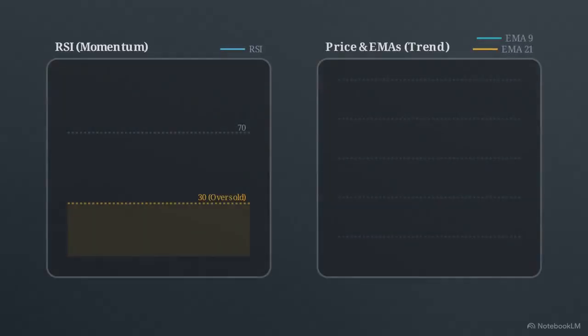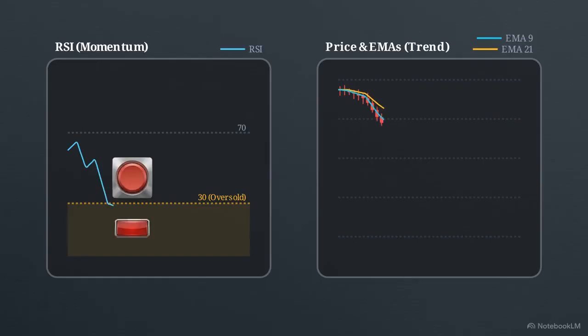This split-screen chart shows how traders get trapped. On the left, the RSI hits 30, triggering a beginner to buy. But look right, the EMA lines are in a steep dive. Buying here is catching a falling knife. The downward trend has reached maximum velocity.